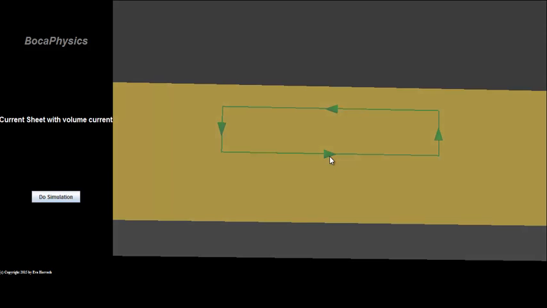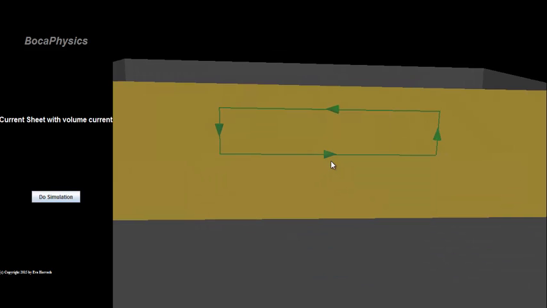Consider now a current sheet that carries volume current density J and is of thickness 2A. Let's assume that the current flows out of the screen in the x direction. The direction of the magnetic field can be determined the same way as for the current sheet that carries surface current density K. It is found that the magnetic field is directed to the left above the midplane and to the right below it. Furthermore, by symmetry, the magnetic field vanishes on the midplane.